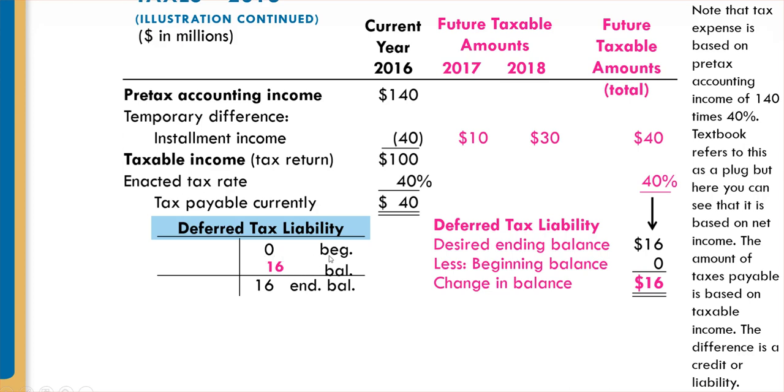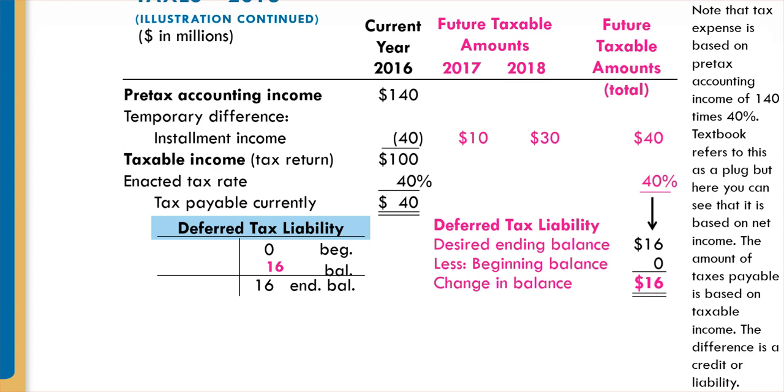Now they show 0 here. What they're saying is before this event there was no deferred tax liability for this group of transactions, because it really is a group of transactions, and it originates in 2016 and it reverses in 2017 and 2018.